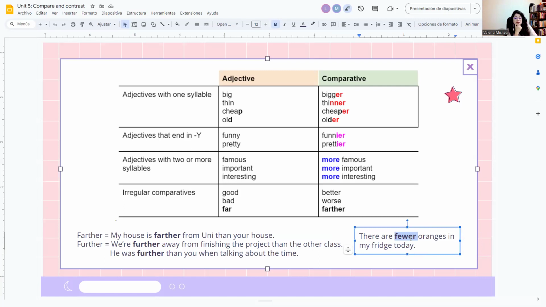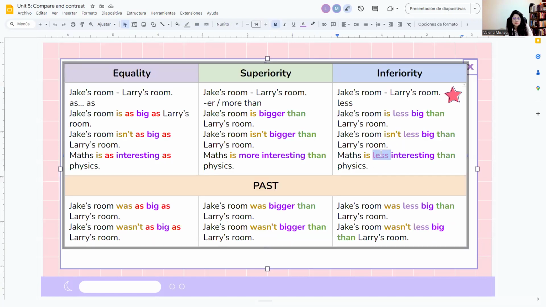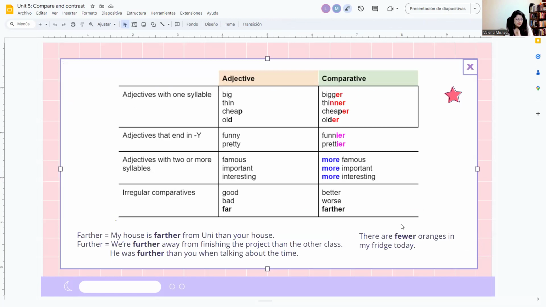I can use it to talk about quantities. It's not a problem, fewer. But it is not possible to replace less by fewer. In that case, it doesn't make sense. So yeah. If that's your question, I think the answer is nope. It is not possible.